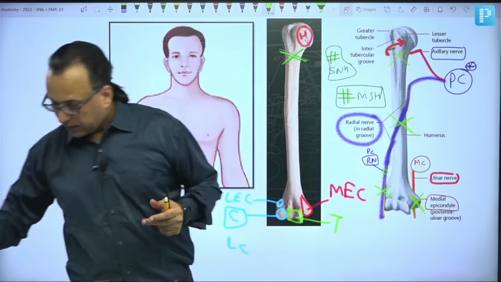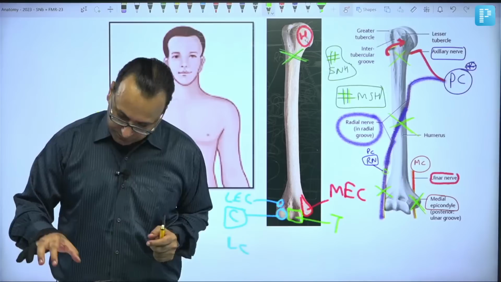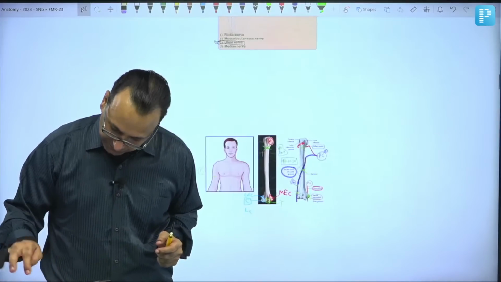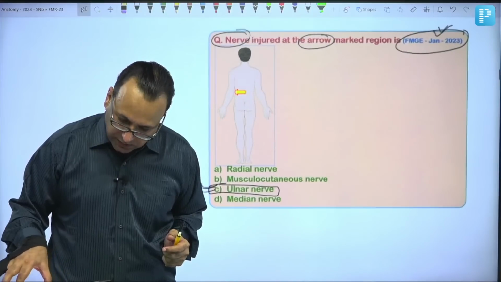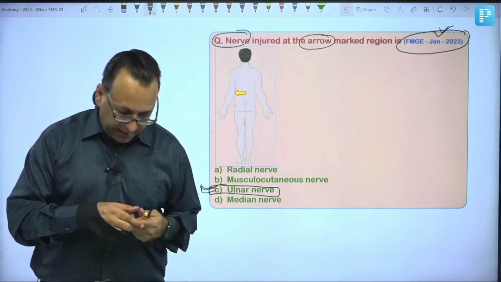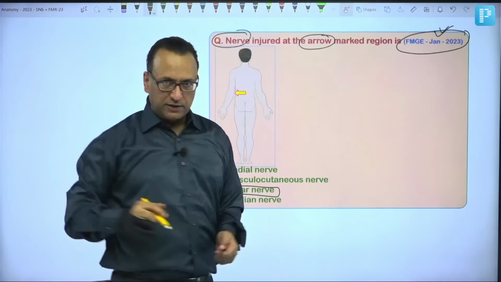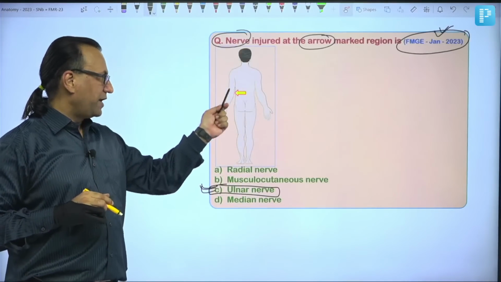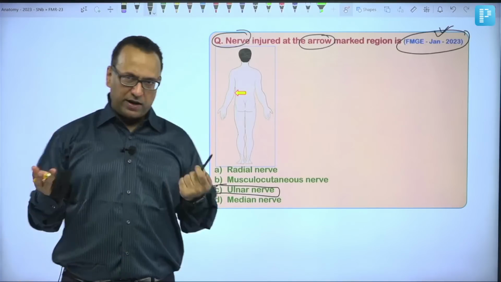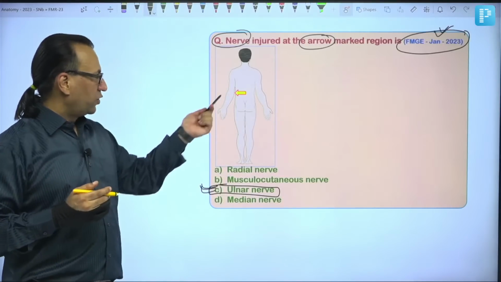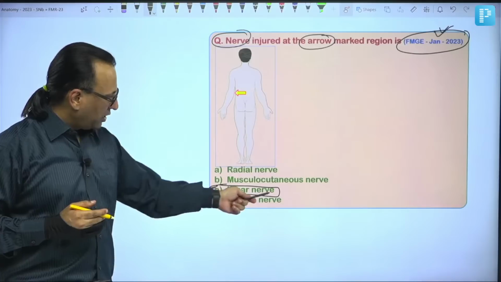Okay. Now, as this was our question, I hope we already have our answer. It was asking about the nerve injured at the arrow mark region. The arrow mark region is towards the medial side, a nerve passing behind the medial epicondyle. So that is the ulnar nerve. We have given the answer.